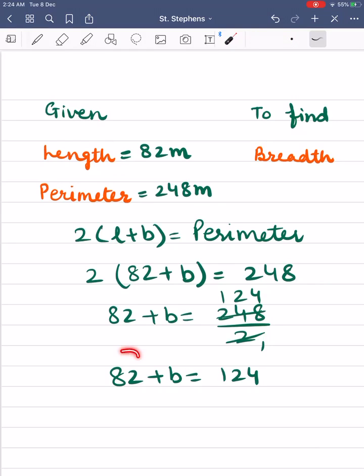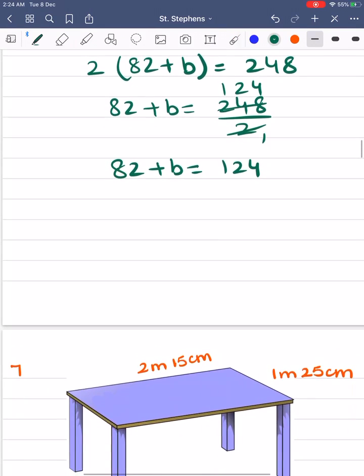Now transpose 82 to the other side. Here it is being added. So on transposing it will get subtracted. So we have breadth is equal to 124 minus 82. So breadth is equal to 42 meter.